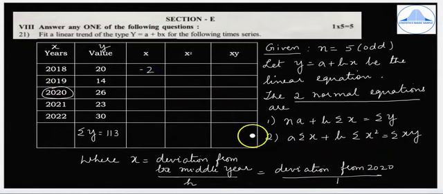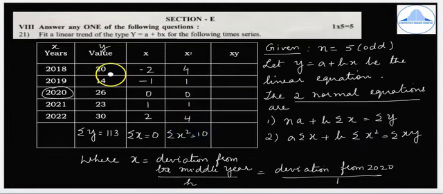Similarly, 2019 minus 2020 is minus 1. 2020 minus 2020 is 0, then 1 and 2. You will always see that summation x should be equal to 0. Now, whenever you square a negative number, it becomes positive. Minus 2 square is 4. Then 1, 0, 1 and 4. So you'll get summation x square is equal to 10.